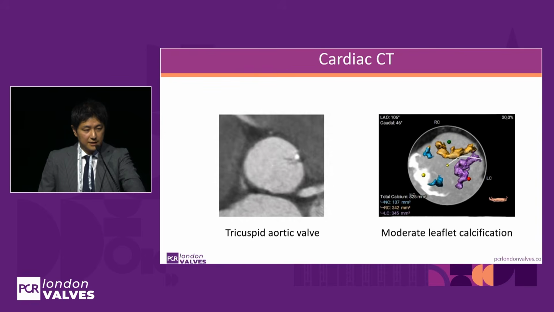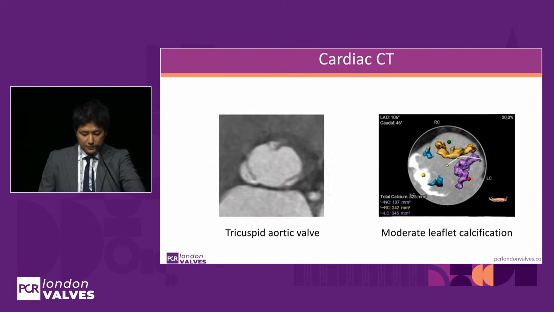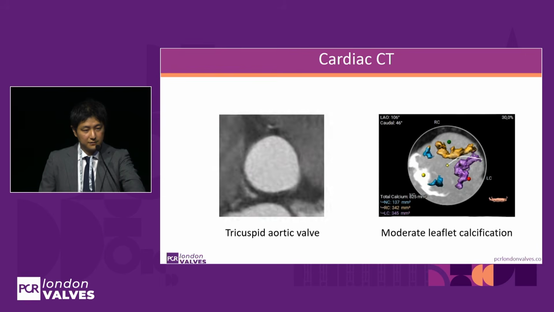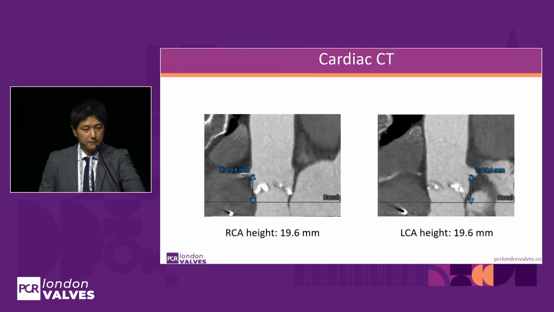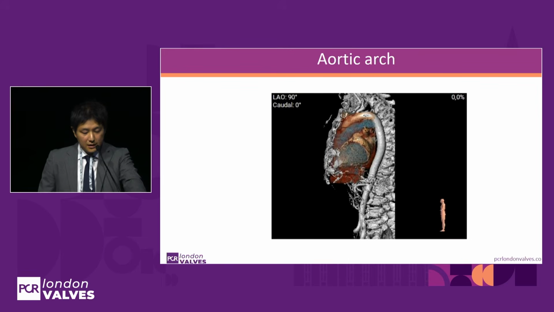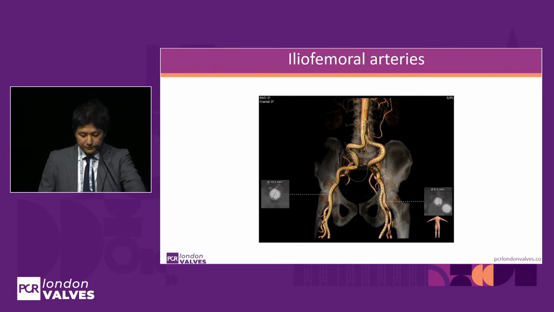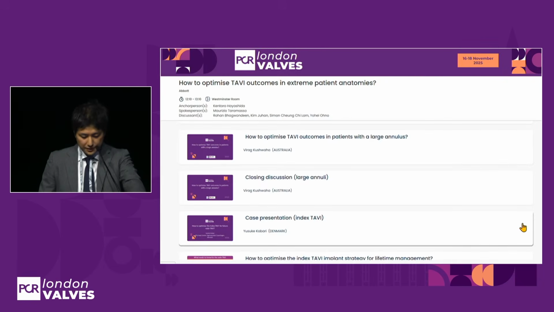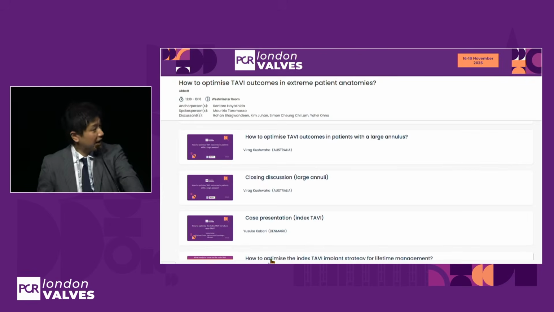Diameter of the sinus of Valsalva is more than 30, and similarly, the STJ size was around 28, 29 millimeter. You can see that he has a tricuspid aortic valve, and if you look at the right image, the leaflet was moderately calcified. Both coronaries are high enough for index TAVI. And typically we use the cusp overlap view and the LCC isolation view, but both angles we can easily achieve. And the aortic arch was quite normal. Both iliofemoral arteries are moderately tortuous, but of enough caliber with almost no calcification. So how do we treat this patient?